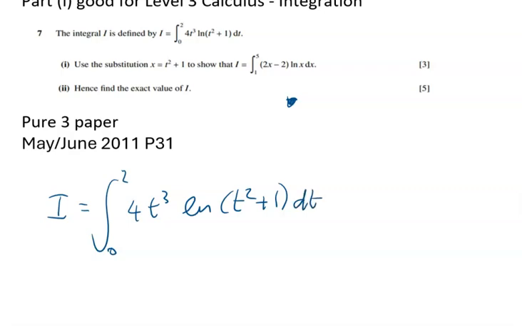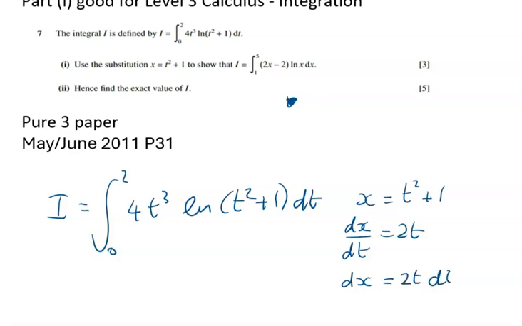Now we've been told here what substitution to use. So x is equal to t squared plus 1. That gives me dx by dt is equal to 2t. Now straight away I'm going to write dx is equal to 2t dt. I'm going to pop that into a little box. And what I'm looking to do now is to somehow get dt and a 2t into this stuff here, right?